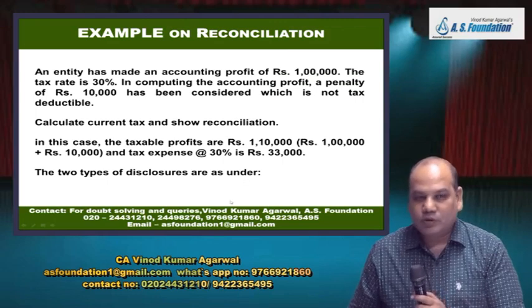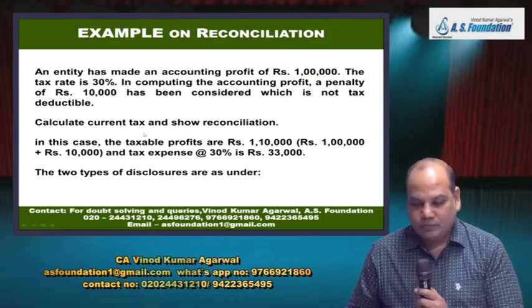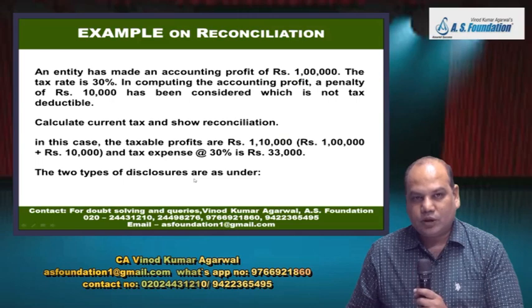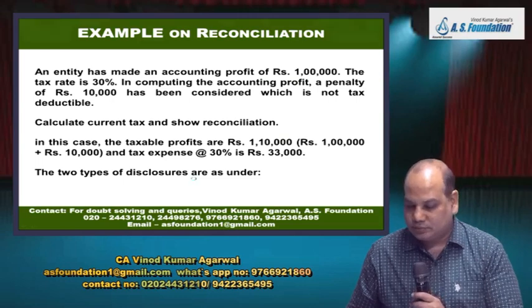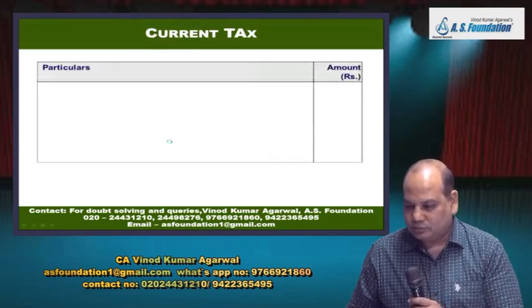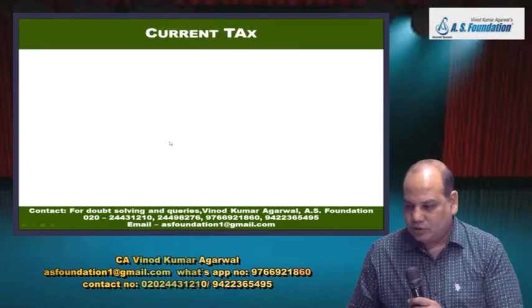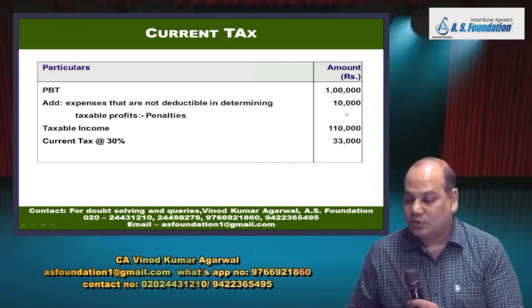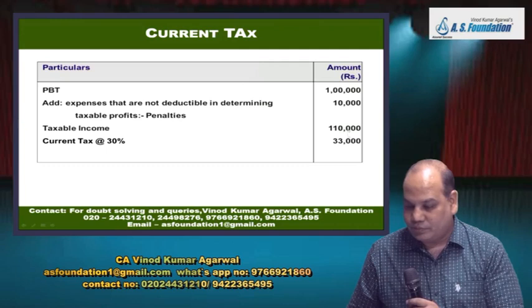The two types of disclosures are as under. Now write down. First write down current tax. Or you want to ignore this because you already written this. Ignore. Just understand quickly. PBT 1 lakh. Same note you have written. 10,000 penalty disallowed. Taxable income and current tax.